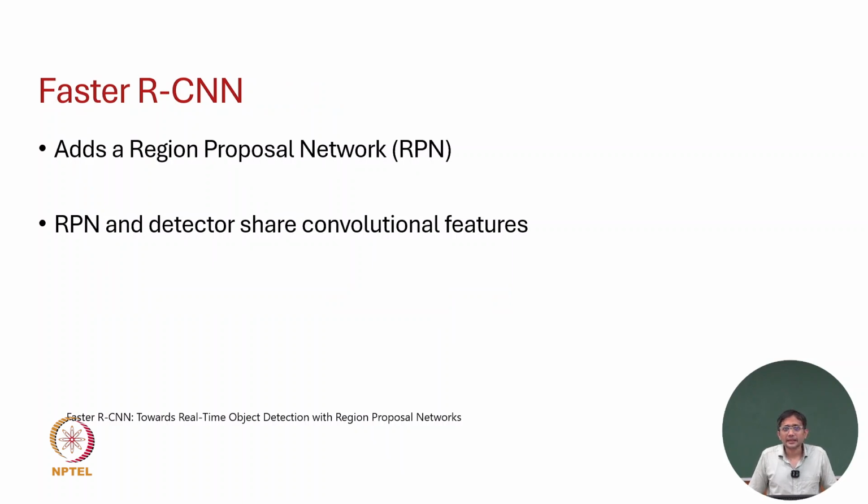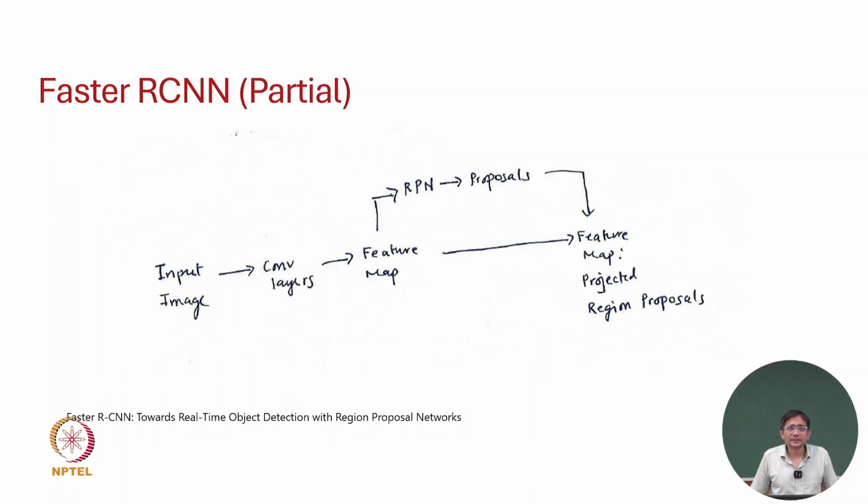Faster RCNN adds a region proposal network. The RPN and the detector can share the convolutional features. So let us think about how we can achieve this.